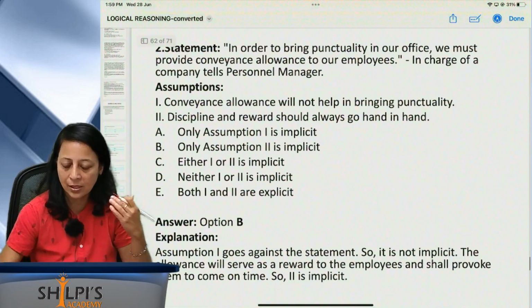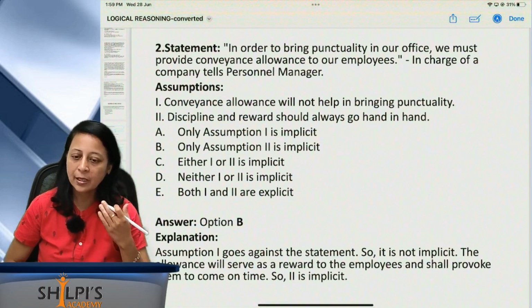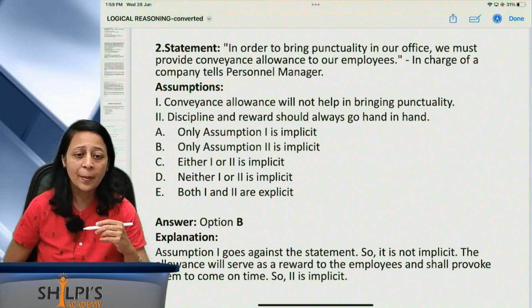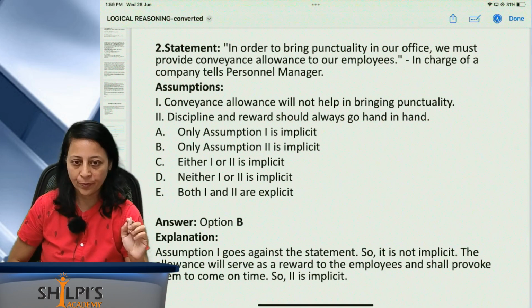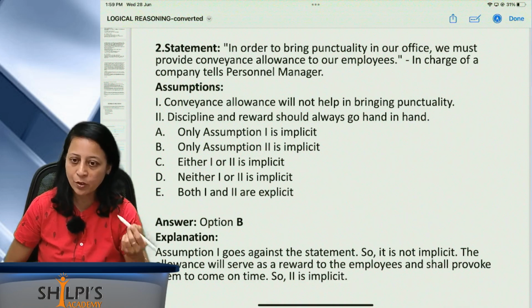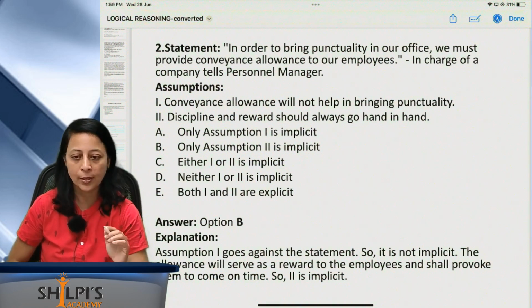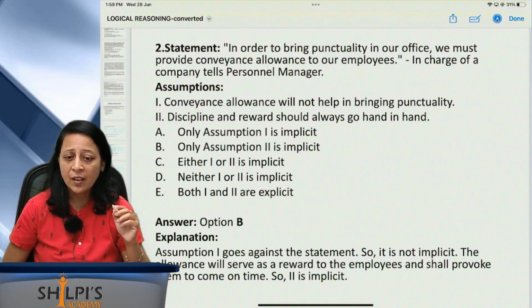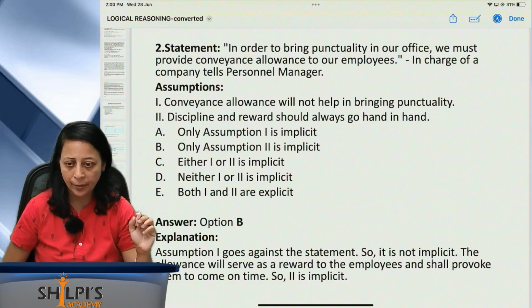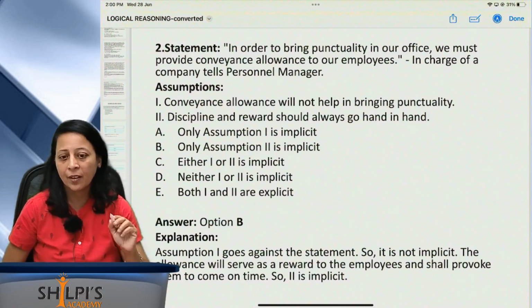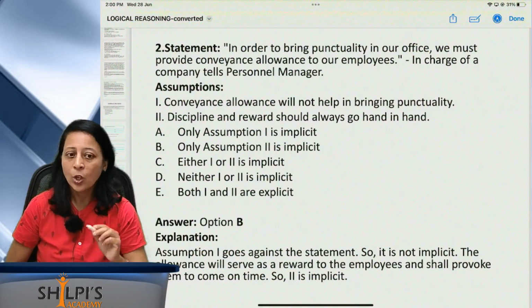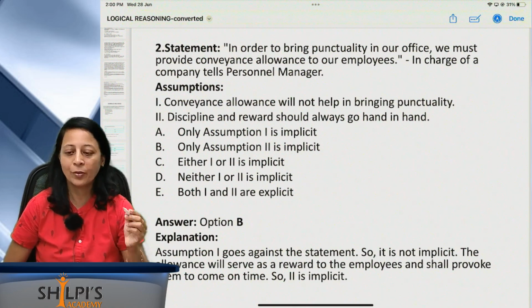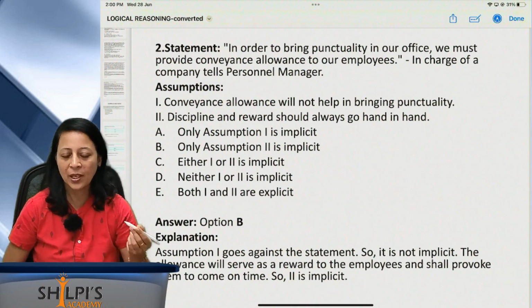Here we will go with a second question also to understand in a better way. In order to bring punctuality in our office, we must provide conveyance allowance to our employees, the in-charge of a company tells the personnel manager. Okay, in order to bring punctuality in our office, what we have to do? We must provide the conveyance allowance to our employees. So assumptions: conveyance allowance will not help in bringing punctuality. Second one, discipline and reward should always go hand in hand. It means that if a person is punctual, you have to give them a conveyance allowance. So if they are very perfect, give them a reward. So that's what has been mentioned here.